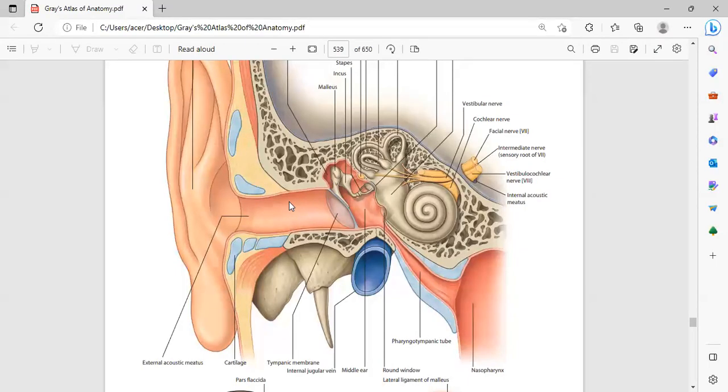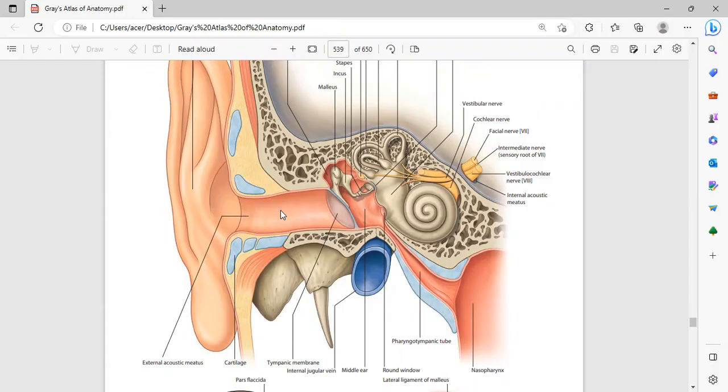Okay, so talking about the arterial supply. It's supplied by the superficial temporal artery, the posterior auricular artery, and the deep auricular artery from the maxillary artery. So there are three arteries, that is the superficial temporal and posterior auricular, which are both branches of the external carotid, and the deep auricular branch of the maxillary artery.